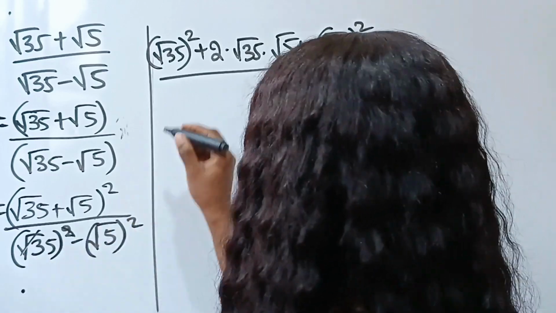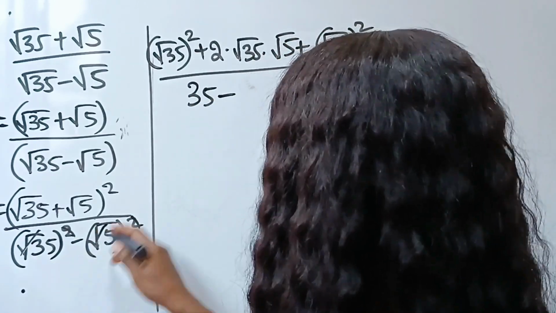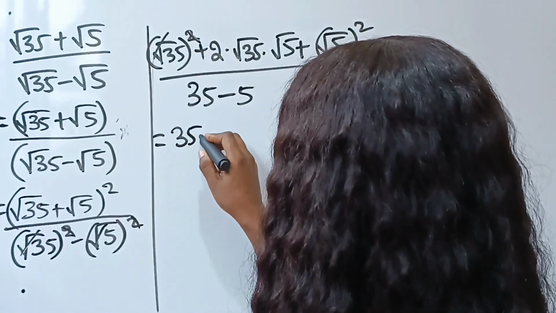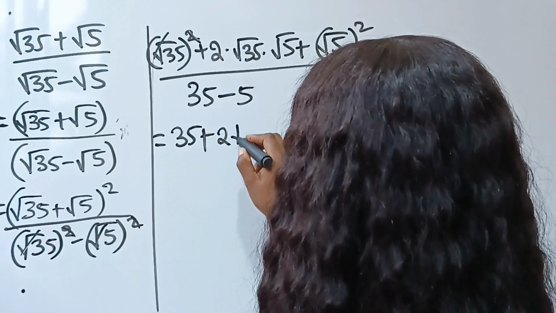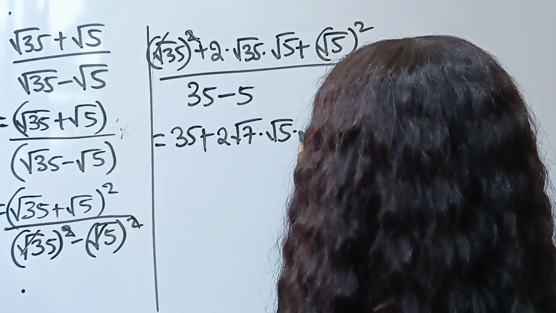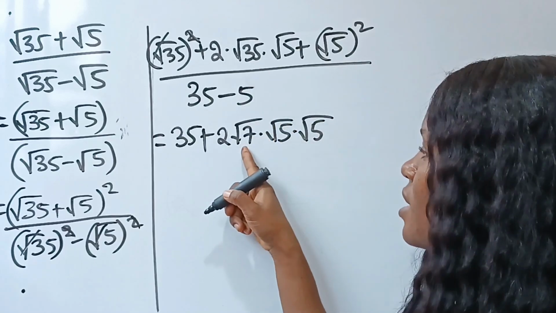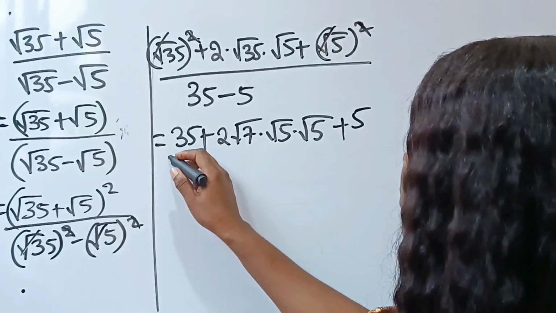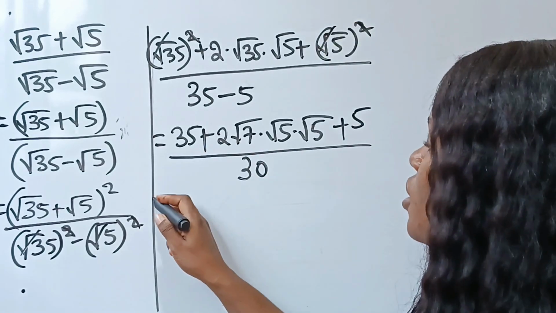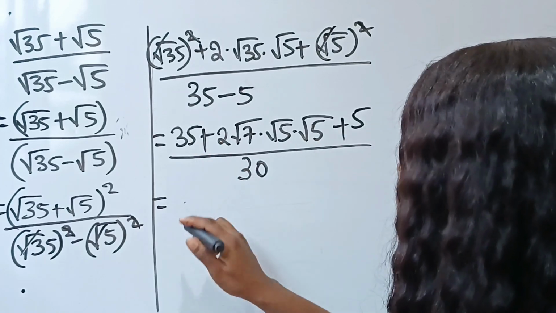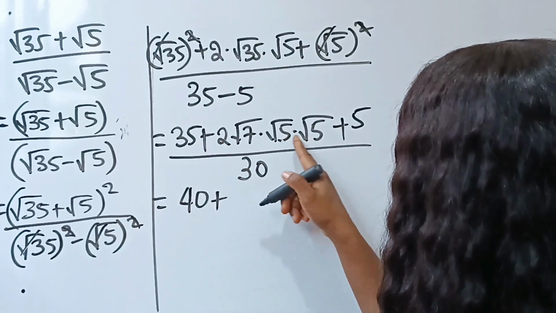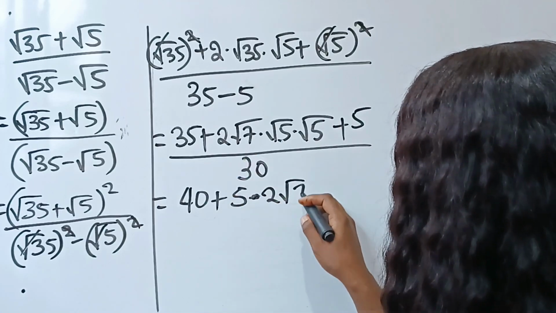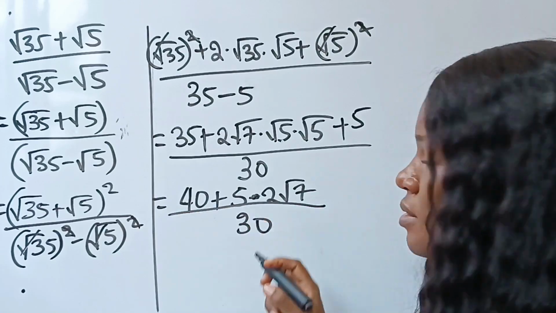So we cancel this, we have 35, minus this we cancel this and we have 5. So this is equal to 35 plus 2 root 7 multiplied by root 5 multiplied by root 5, because root 35 is the same as root 7 times root 5. So I simplified it straight. Now this we cancel, we have 5 divided by 30. So this is equal to 35 plus 5 will give us 40, plus root 5 times root 5 will give us 5, multiplied by 2 root 7, everything divided by 30.